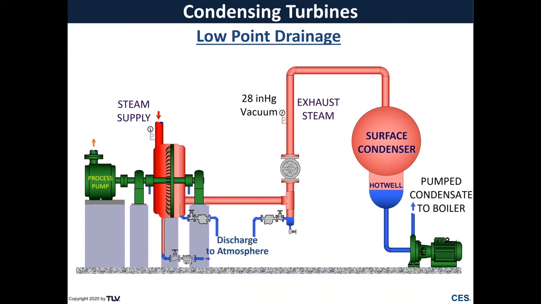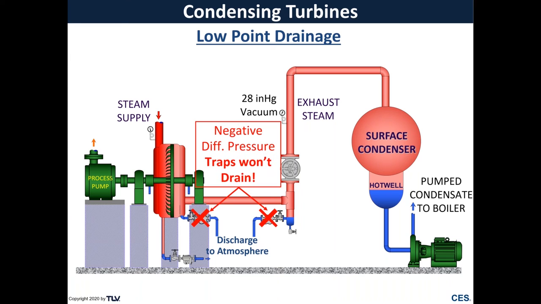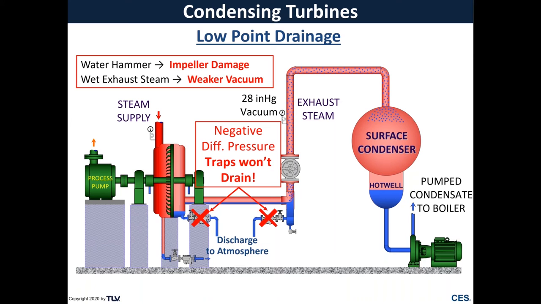Well, we might install steam traps and discharge them to atmosphere, but since we'd be draining from a vacuum pressure, there would actually be negative differential and the traps wouldn't drain, leading to condensate backup in both the turbine casing and the downstream piping. And the effects may be water hammer damage and weaker vacuum at the condenser.